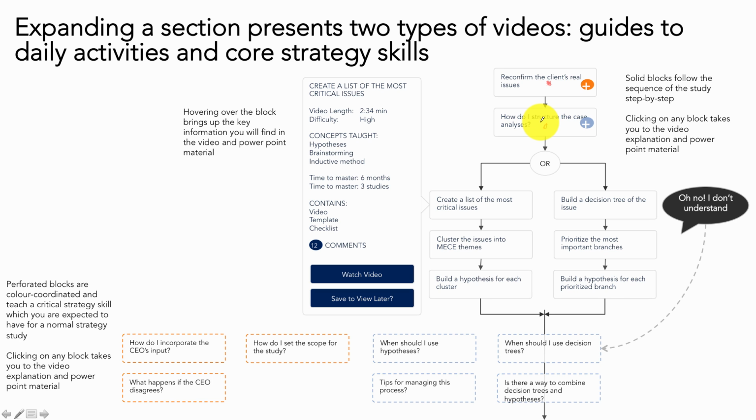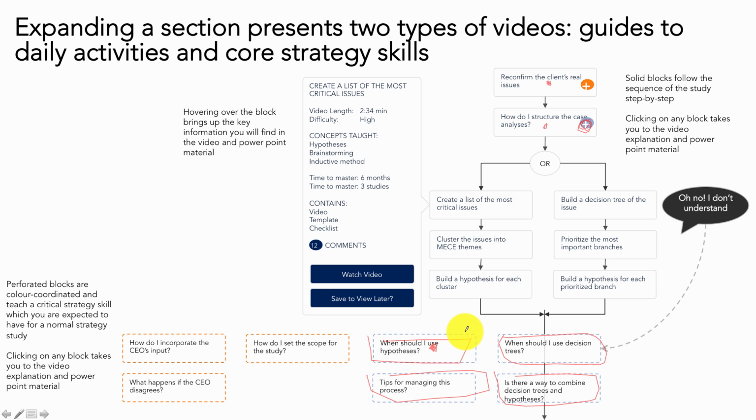Now let's assume you are not that familiar with how to build decision trees and so on, how to develop hypotheses, and you need more information on that. If you click on these additional plus signs, these perforated information blocks open up with additional information. And again, if you click on one of those, it takes you to a video to show you how to use hypotheses.